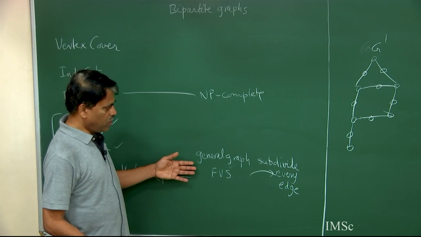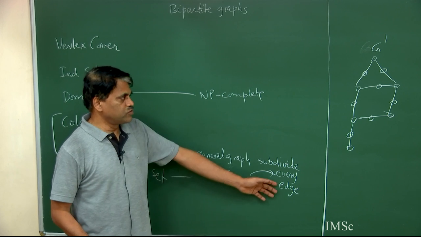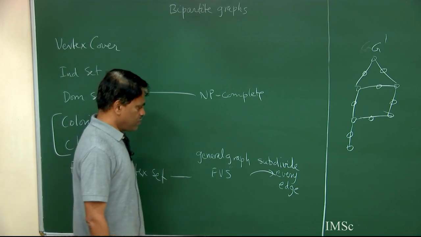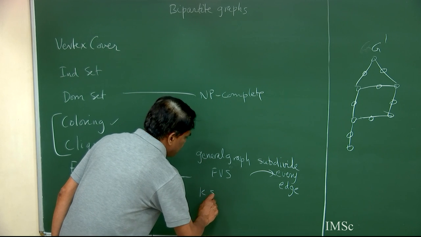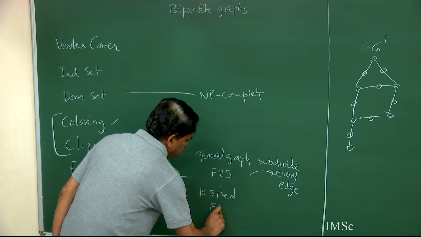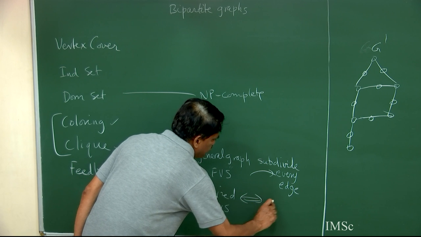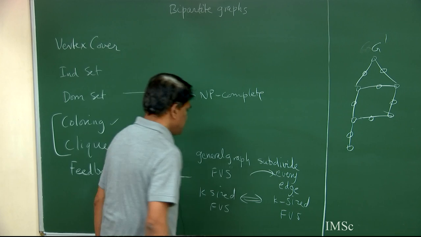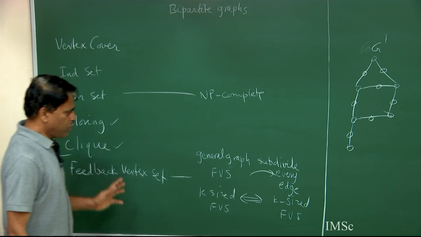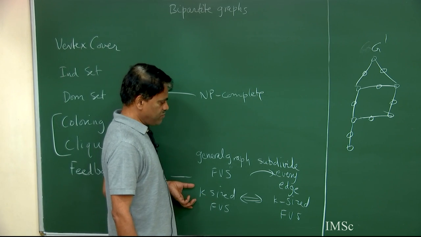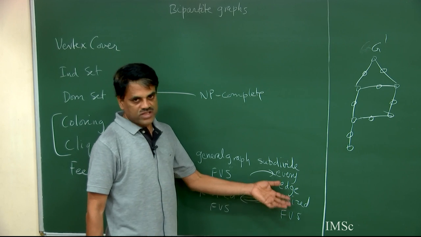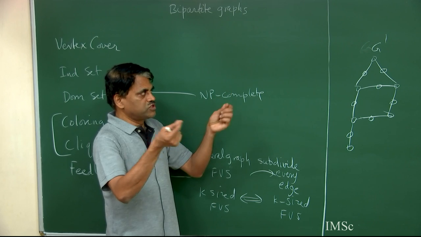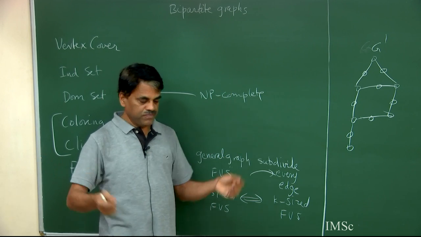So good. We reduced from a general graph to a bipartite graph, and it's not very hard to see that there is a k-sized FVS in G if and only if there is a k-sized FVS in G prime. One direction is easy. Take that k-sized FVS, and it will cover all the cycles, because these new vertices you introduced have no edges between them.